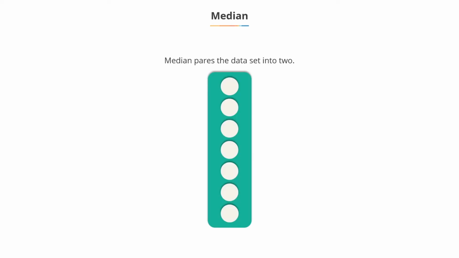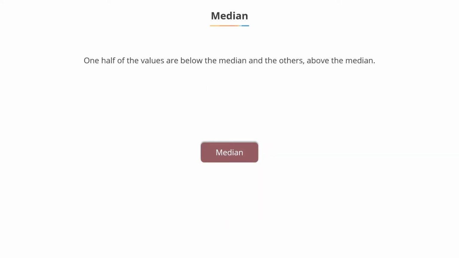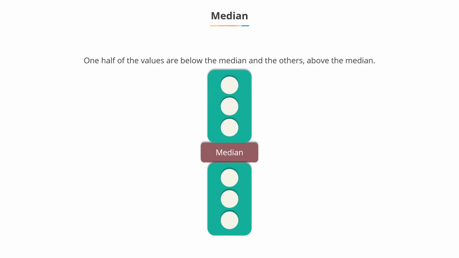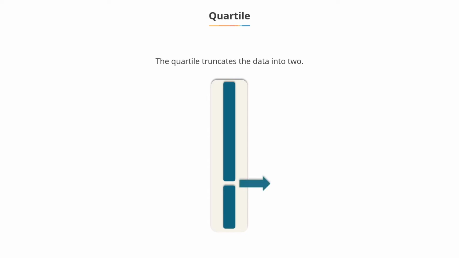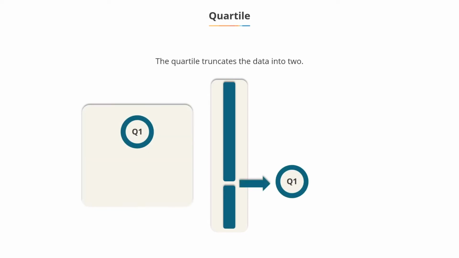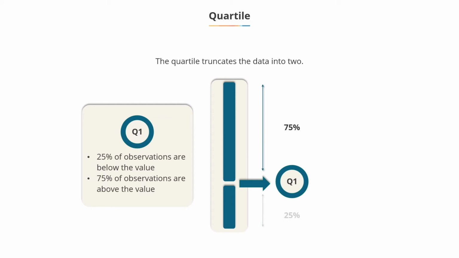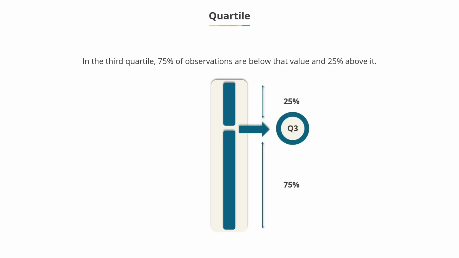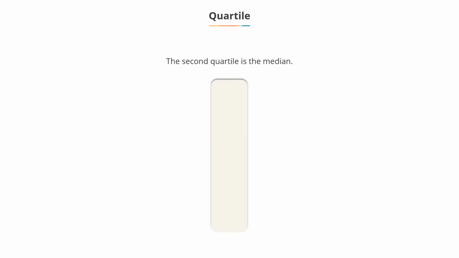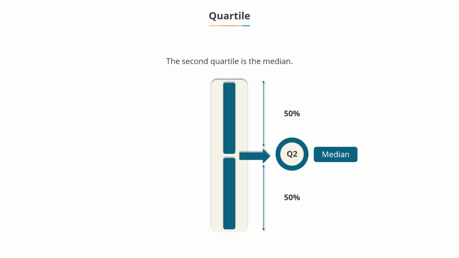Also, the median pairs the data set into two: one half of the values are below the median, and the other half are above the median. The quartile also truncates the data into two. In the first quartile, Q1, 25% of observations are below that value and 75% above that value. It is the reverse for the third quartile, Q3. The second quartile is the median.